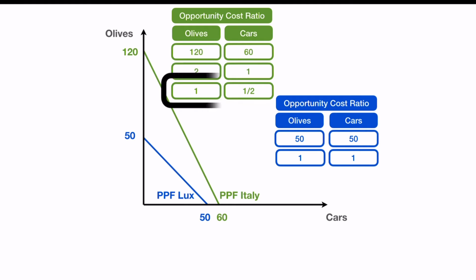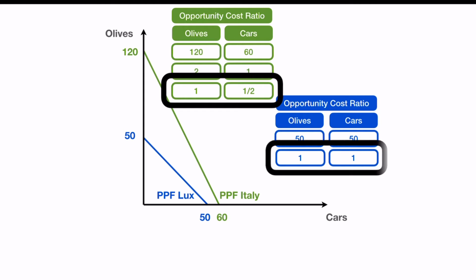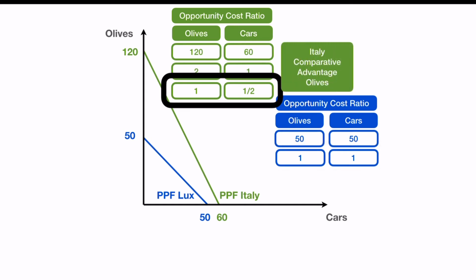Now, let's compare the opportunity cost ratios. To produce 1 tonne of olives, Italy's opportunity cost is half a car given up. Luxembourg's is higher, with 1 car given up. This would mean that Italy would have what we would call comparative advantage in olive production. Because they're giving up fewer cars, the opportunity cost is lower. They should specialise in the production of olives.